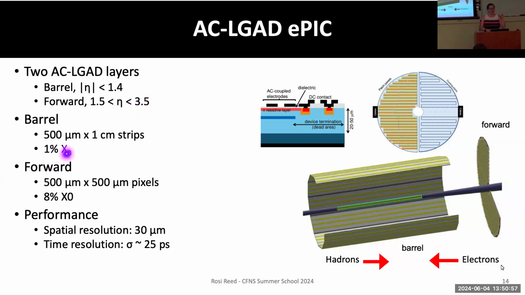Another useful aspect is that it has very low material budget. So the barrel is only at 1%. The forward detector is at 80%. This is slightly more pixelated than strips. So you can see here, the particles are largely aiming in this direction. And so the AC-LGAD will give you a spatial resolution of about 30 micrometers. That's good. And time resolution on the order of 25 picoseconds. So it's very fast. So that's faster than the collision rate will be in the accelerator.